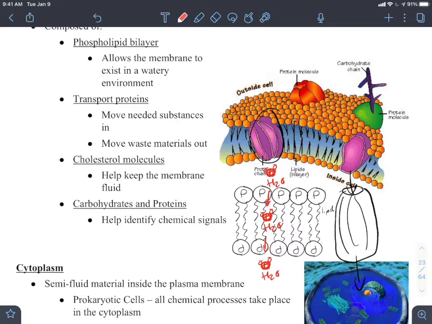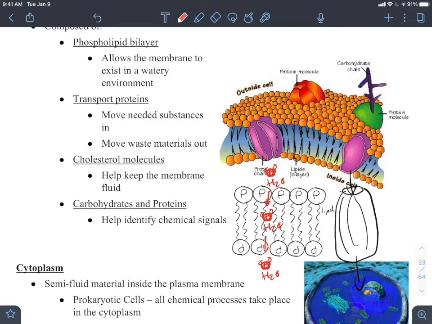We also have cholesterol molecules. That's what's drawn out here. So these are the carbohydrates and cholesterol. We don't have a cholesterol drawn here, but those will help keep the membrane fluid. They break up this big web of phosphates. And then the carbohydrates and proteins, those can be used to identify the cell.